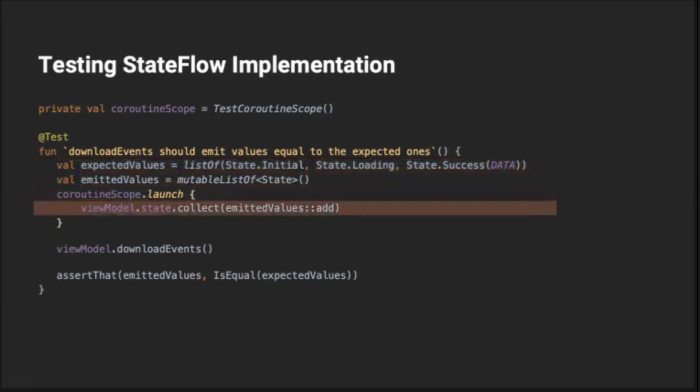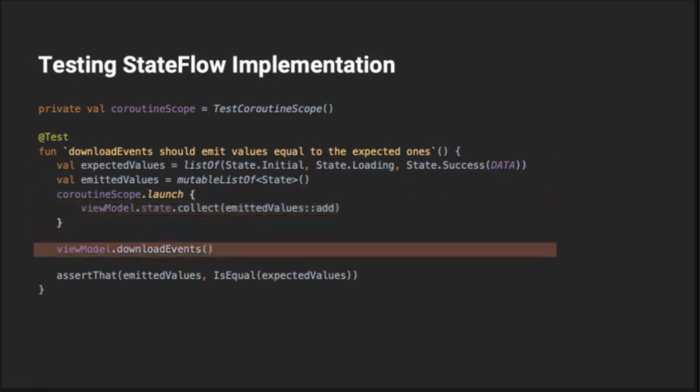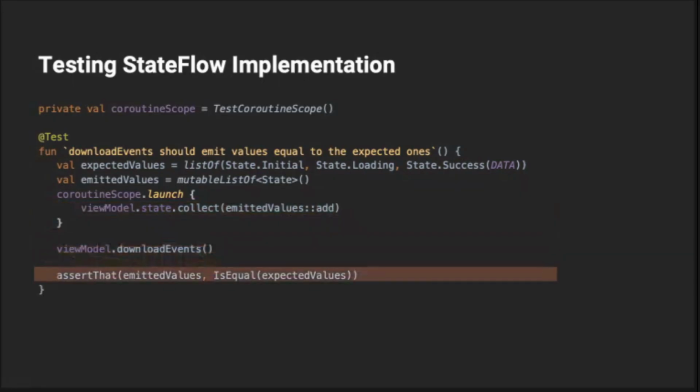The goal is to keep track of the state changes, so viewModel.state.collect will add every state change inside the mutable list of state. And then we simply call download events to trigger the data collection. Then finally, we assert that the emitted values are equal to the expected values. This is how we test StateFlow implementation. And I think this also concludes my explanation of today's topic.